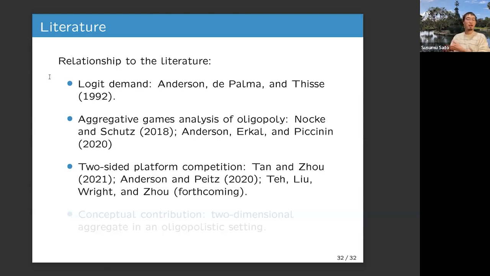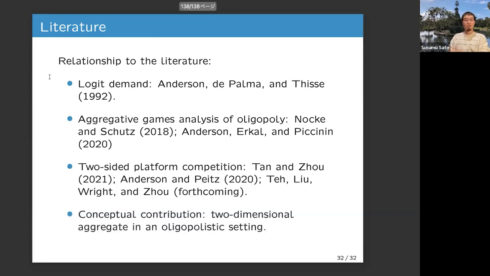including the general model of symmetric oligopoly of Tan and Zhou, the competitive bottleneck model of Armstrong and Wright, and the multi-homing model of Tan, Liu, Wright, and Zhu. At the conceptual level, our contribution is to give a model where there is a two-dimensional aggregate in an oligopolistic setting, so that we can analyze two-sided market platform competition and aggregative game analysis at the same time.